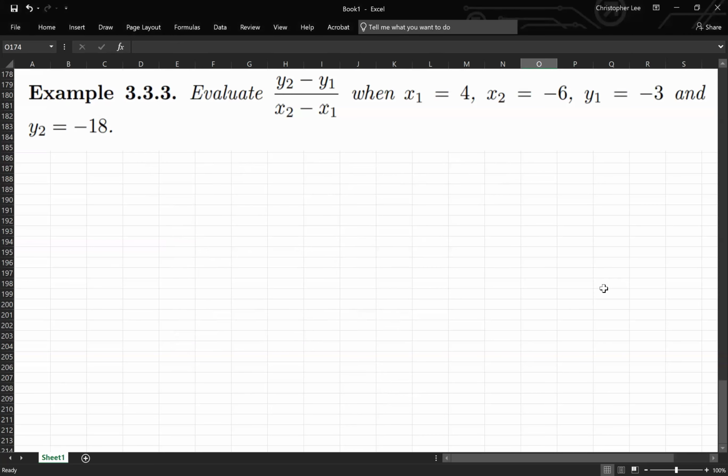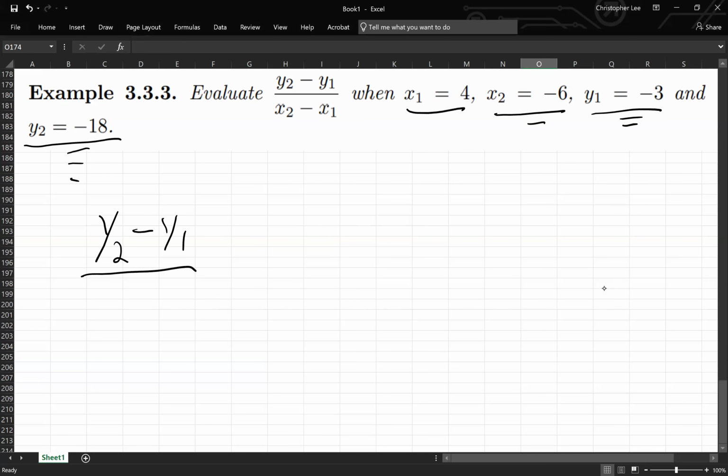I know some of y'all recognize this formula right here: Y2 minus Y1 over X2 minus X1. Now I want to evaluate this. The Y2 and Y1, those are just names, and those names represent a particular number that you see here. So X1 is 4, X2 is -6, Y1 is -3, and Y2 is -18. So I want to evaluate Y2 minus Y1 over X2 minus X1.